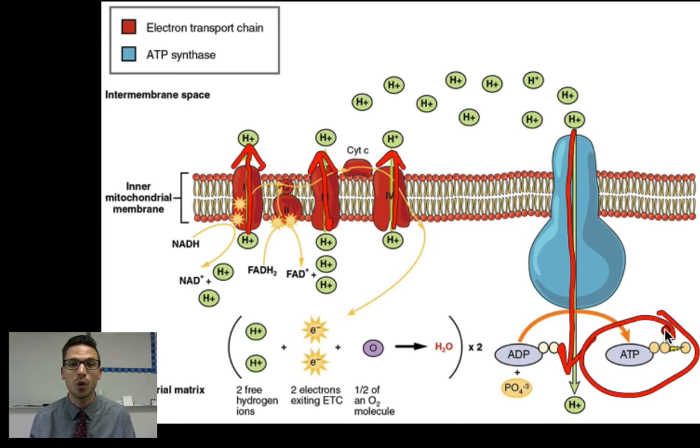We're going to create a total of 34 ATPs through this process. So that's a lot of ATP. How did we do that? We just moved all these hydrogen ions to one side and then let them pass through, and we use that movement, that energy, in order to generate some ATP molecules.